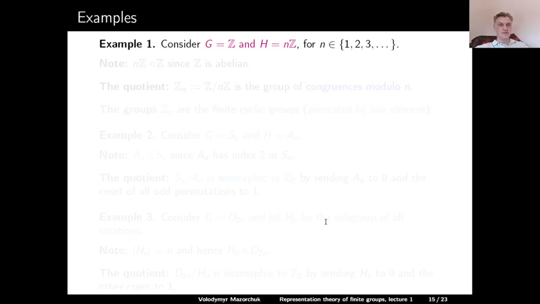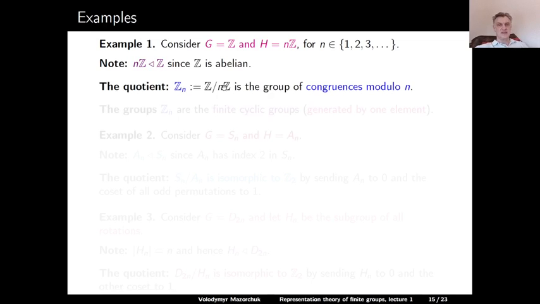So here are some examples. Consider the additive group of all integers, and for a fixed positive integer n, let H be the subgroup given by all integers divisible by n. Then this is a normal subgroup because Z is an abelian group. And the quotient Z modulo the subgroup nZ is usually denoted by Zn and is called the group of all congruences modulo n. And this group Zn is a finite cyclic group, so it is generated by one element, the element 1.